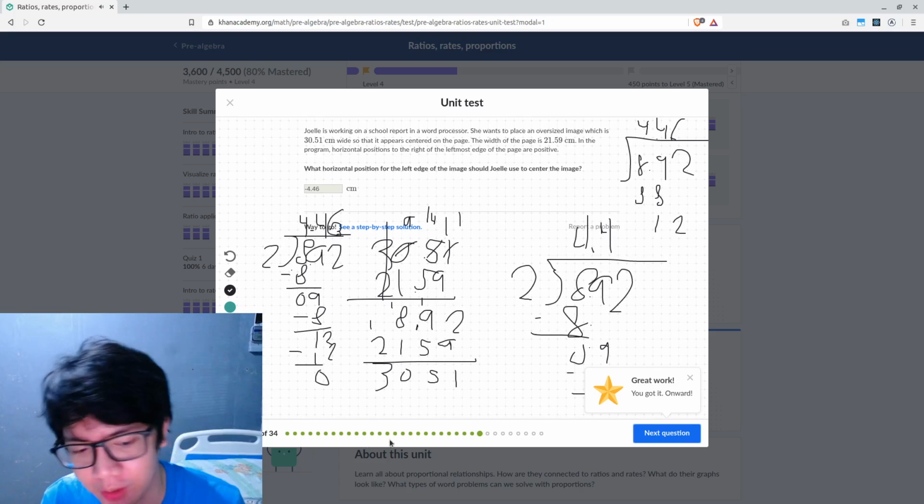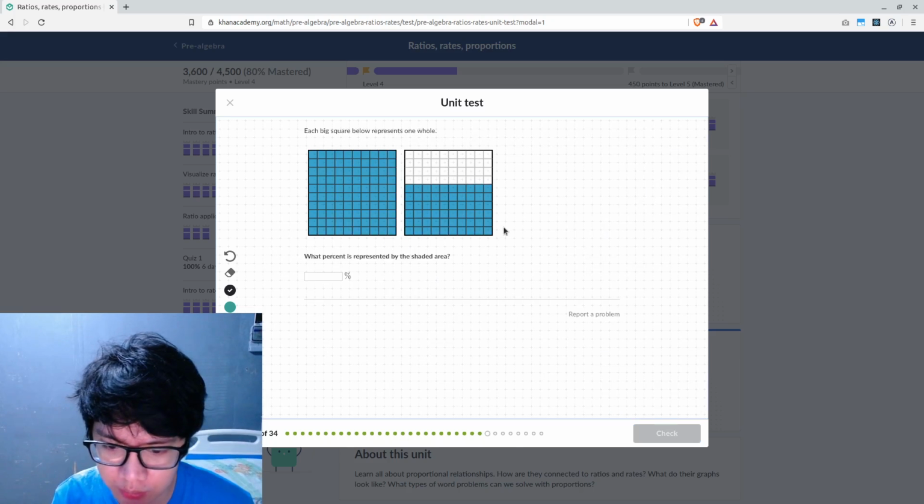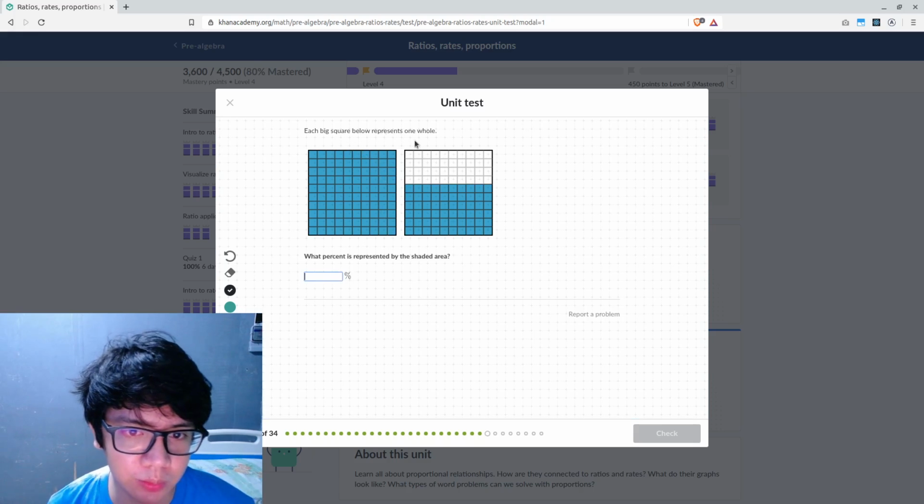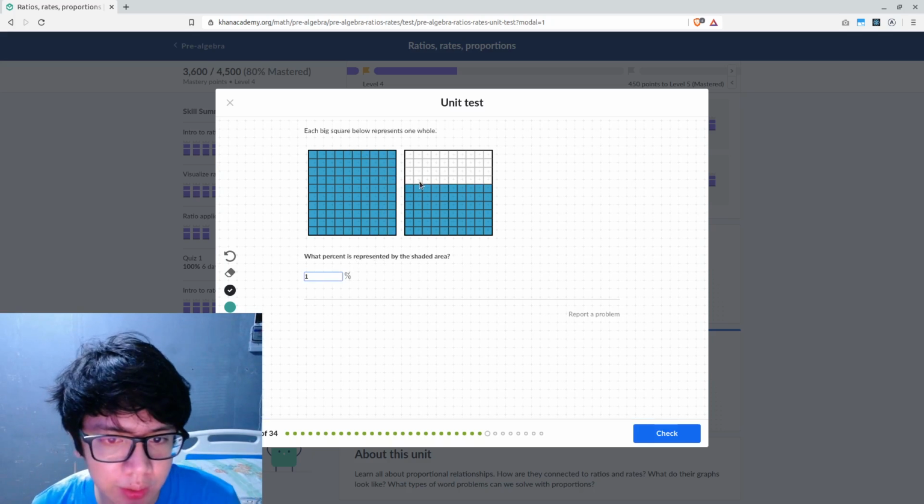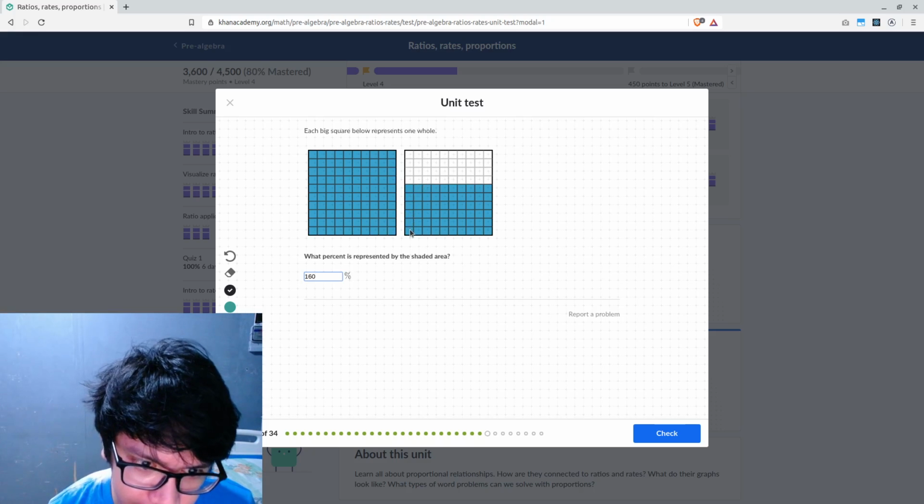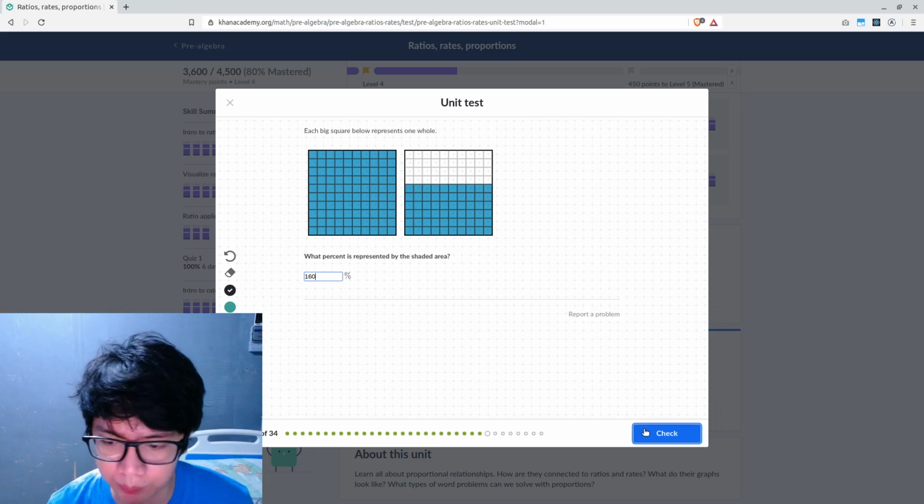So good. Okay, what's this? 8 more questions. Oh, cool. This one's easy. Each figure represents one whole. What percent? 160%. 1, 2, 3, 4, 5, 6. Let's not be hasty. That's 40% missing. Cool.